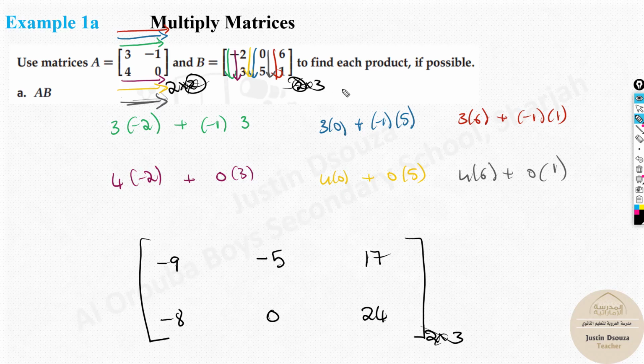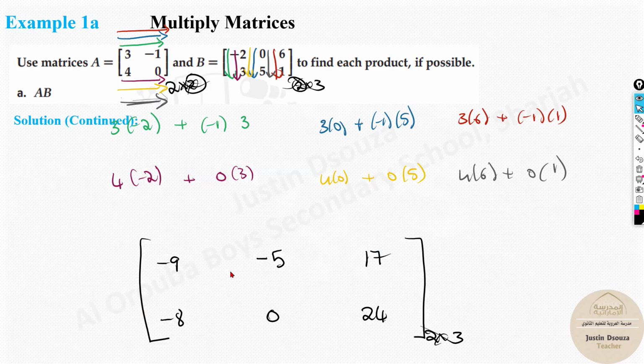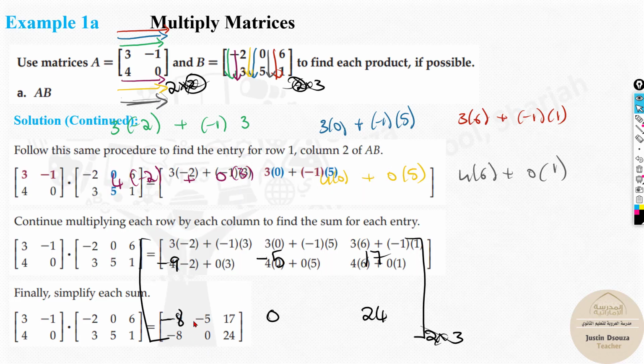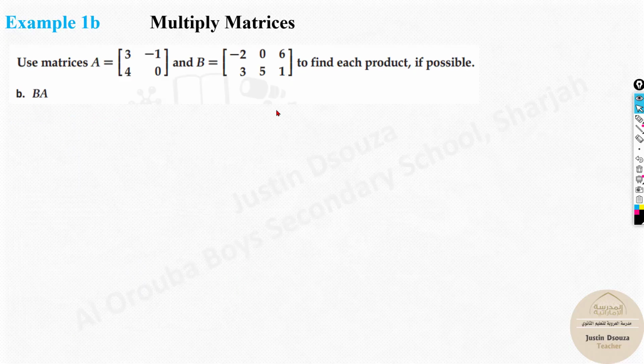That's the answer. So this is how we multiply. Please do this carefully. Don't miss any digit and do it thoroughly. You will get the correct answer. So you can see the answer over here. This is the final answer. That is minus 9, minus 5, 17, minus 8, 0, 24. So that's the answer. Now we will do part B, that is to multiply B and A.